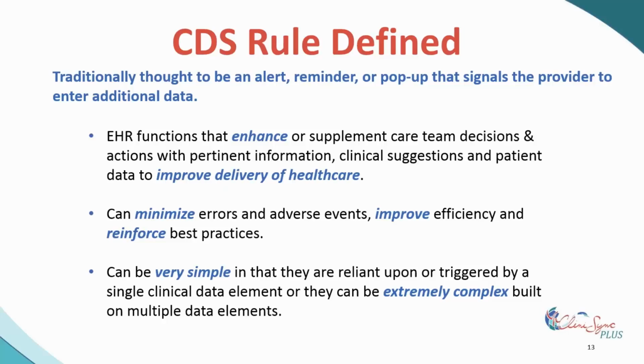If prescribing two medications that have a major contradiction, then a CDS rule should fire an intrusive alert warning of this potential issue. A CDS rule can be triggered by a single data item. So let's say a member of the care team forgot to enter the blood pressure for a patient, so a reminder pops up, nearing the end of an encounter, pointing out this missing item. Or they can be very, very complex and rely on multiple data items. And we're going to look at a couple of complex examples here in a few slides.